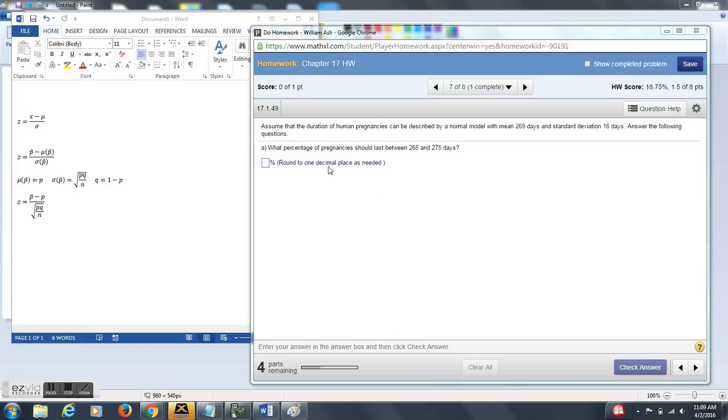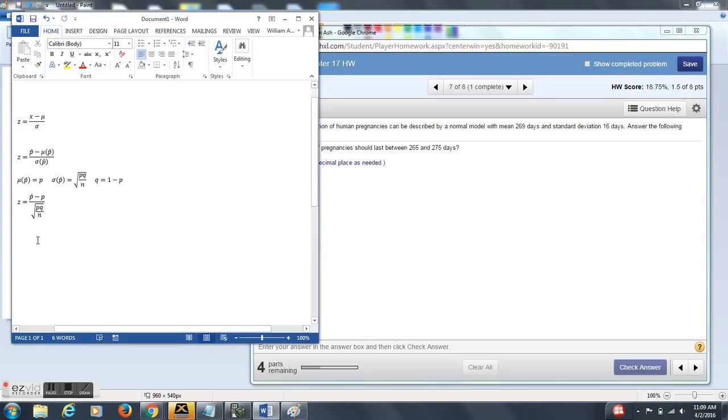Anyway, this is actually really similar to Chapter 5 stuff. You notice here they gave me just a mean and a standard deviation. There weren't really any formulas to go on, and they asked what percentage should fall between these two days. This is a pretty standard Chapter 5 problem. I'm going to convert both of these to z-scores, then I can just use my calculator to get the percentage in the middle.